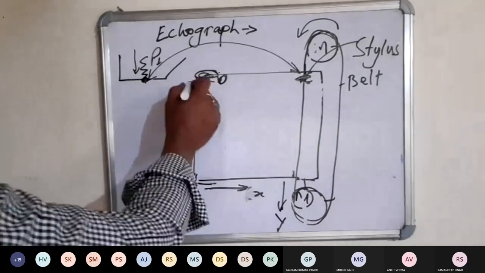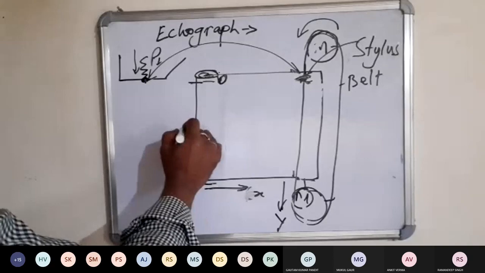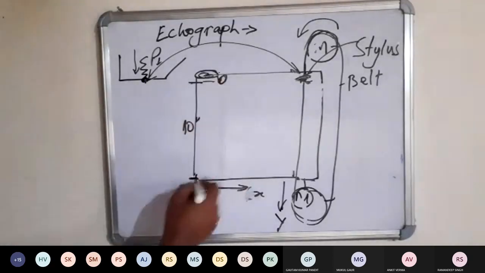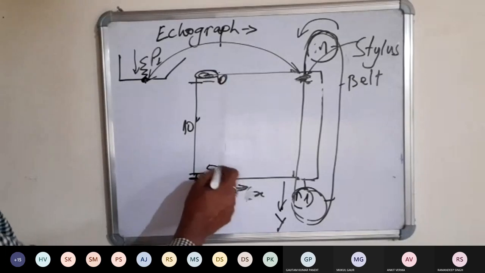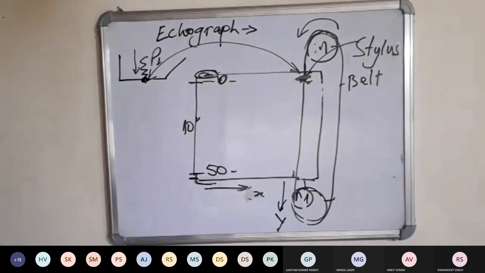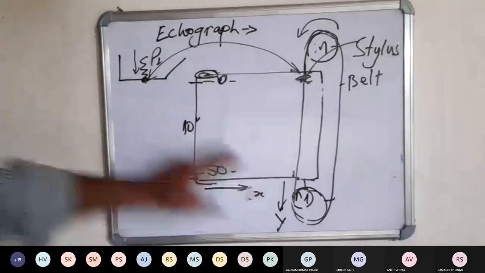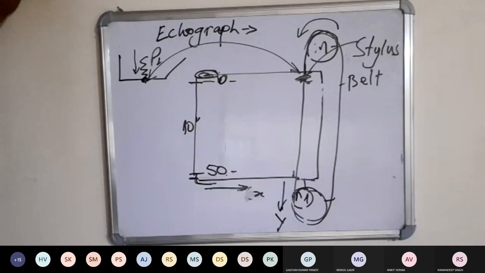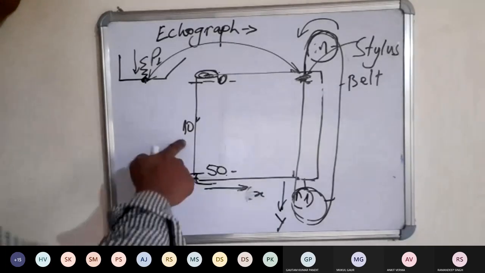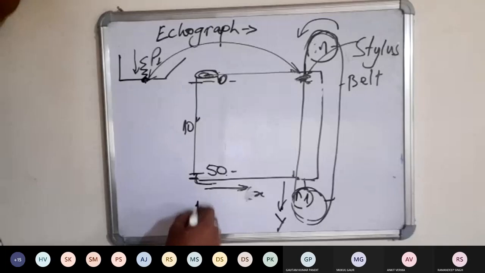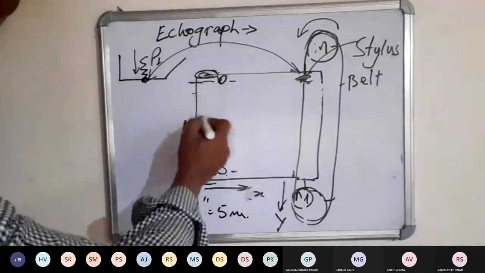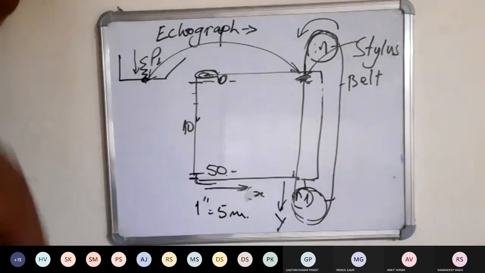Let us now also consider that this paper roll is something like 10 inches. And on this 10-inch paper, the marking which is there is 0 to 50 meter. The scale on the echo sounder is 0 meters to 50 meters. So 10 inches is equal to 50 meters. That means 1 is equal to how much? 5 meters. 1 inch is equal to 5 meter, 2 inch 10, like this.